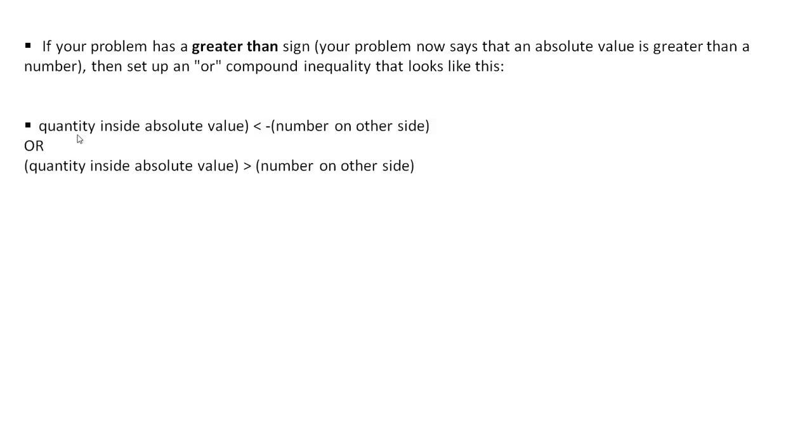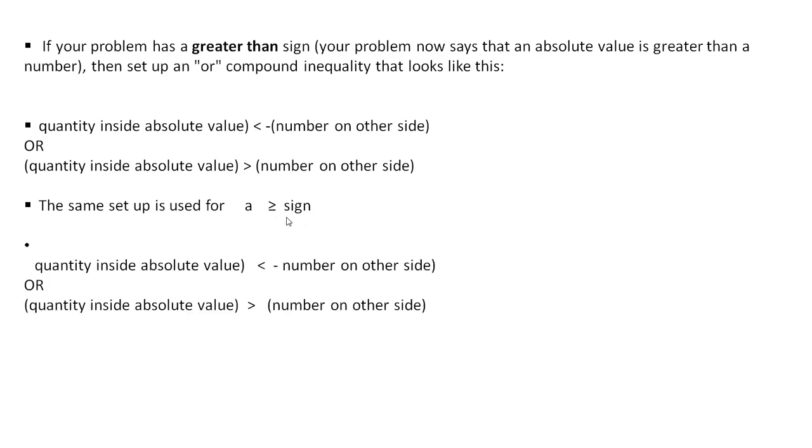So the quantity inside the absolute value sign is less than the negative number on the other side, or the quantity inside the absolute value sign is greater than the number on the other side. So the OR condition is given. We will apply the OR condition. The same setup is used for a greater than or equal to sign.